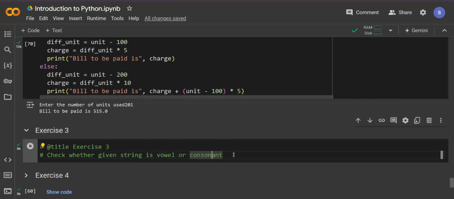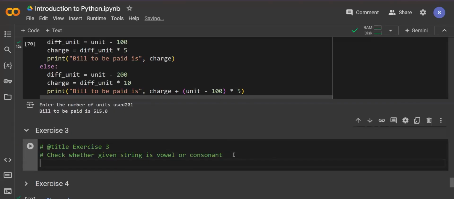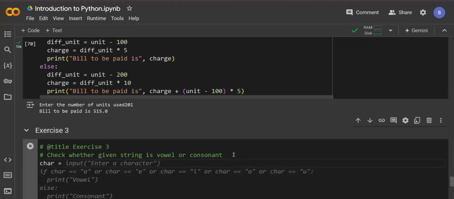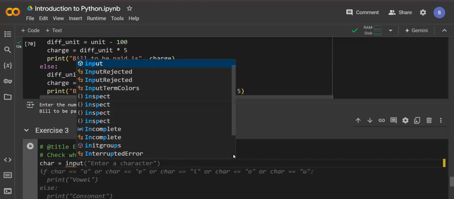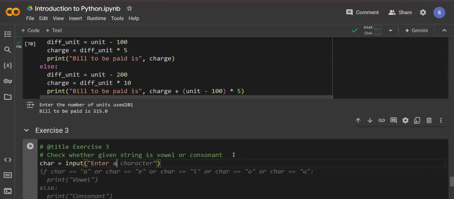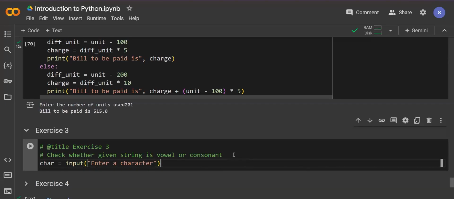So tell me, first of all, what variable do I want? I want a string variable. Very simple. So let us write character as a variable name and I want a string variable, so I don't have to write any data type. By default, it takes a string data type. So let us write input, enter a character. Correct? Enter a character. Okay.